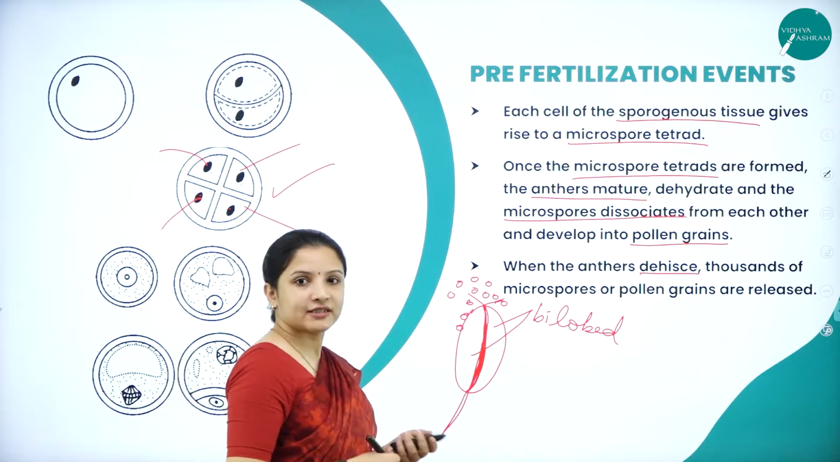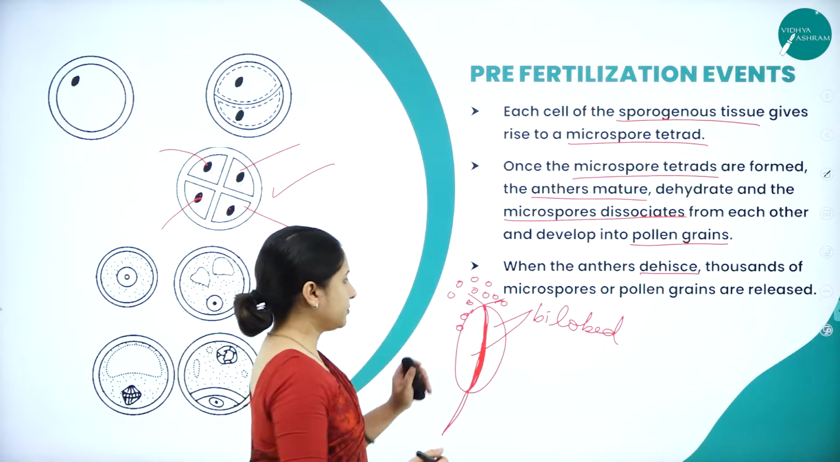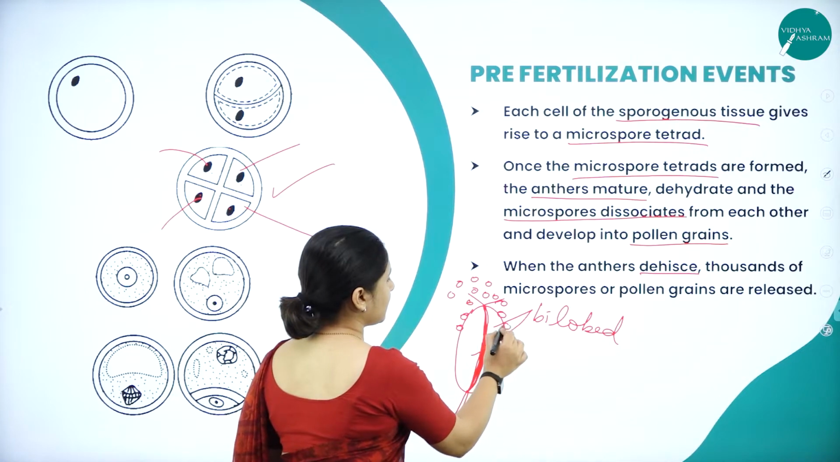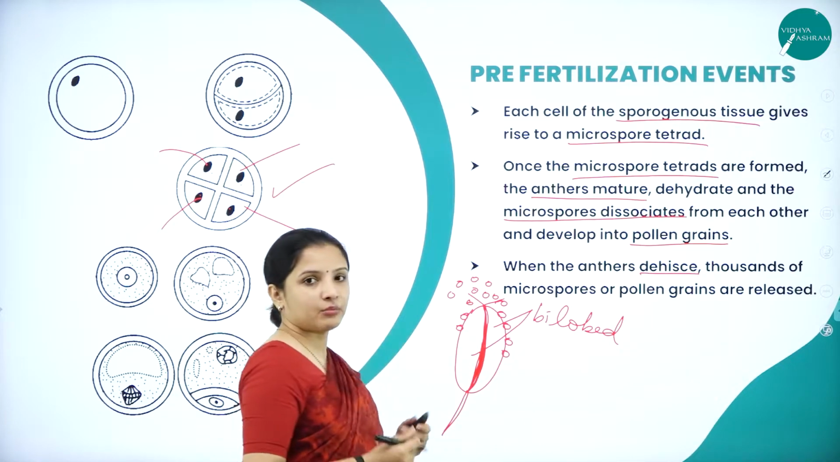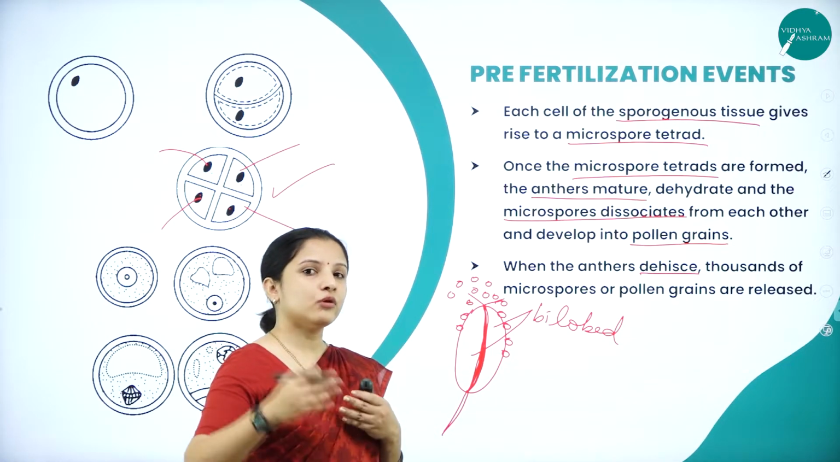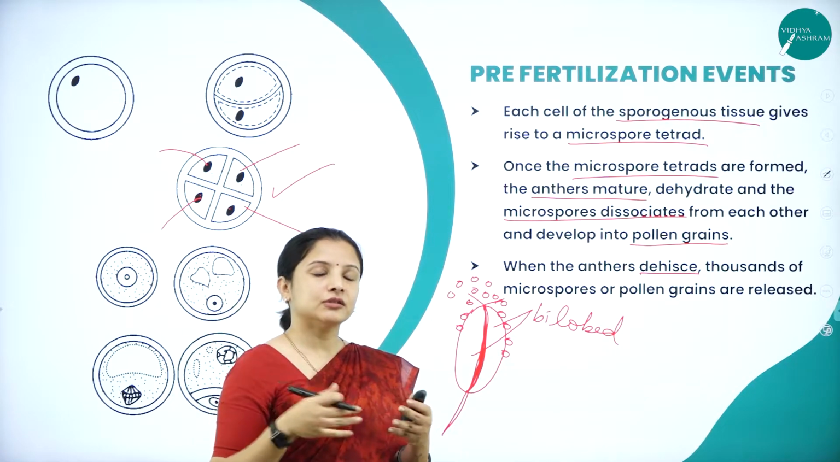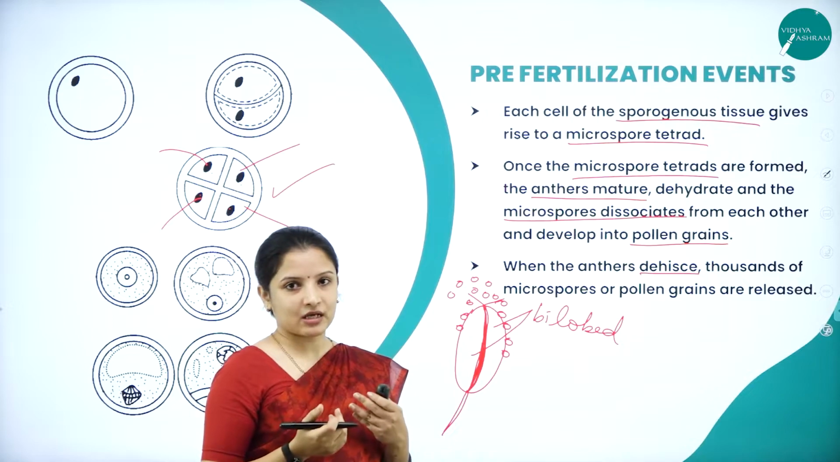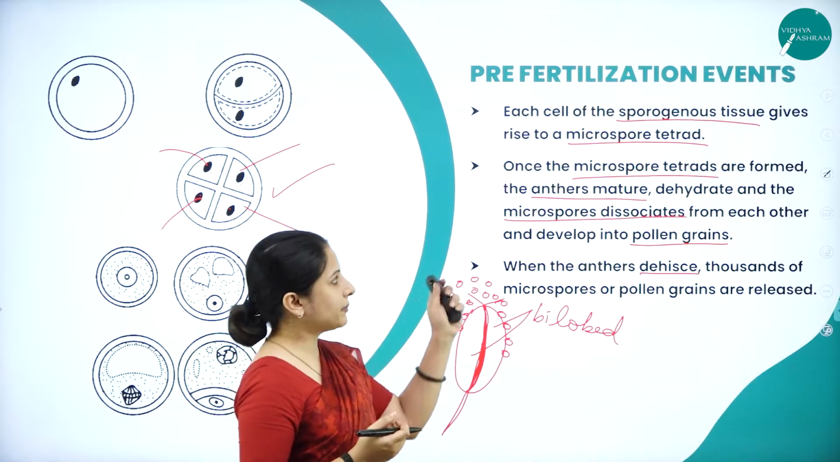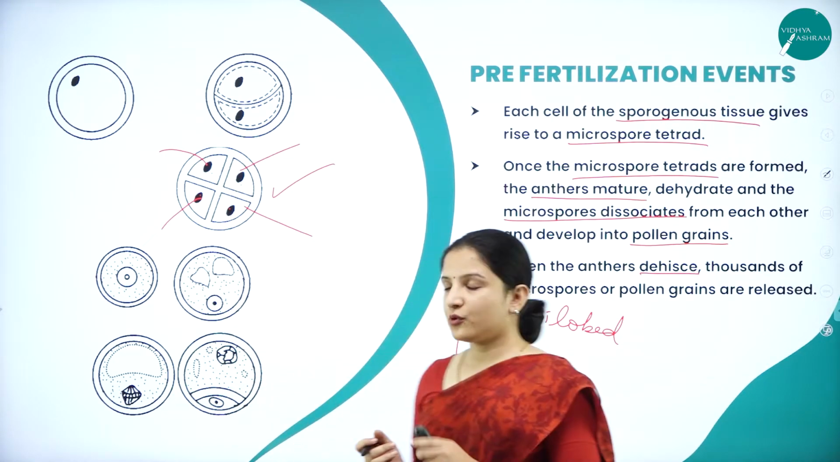Some of the pollen grains may fall to the ground. Some of the pollen grains may just remain on the anther. Some of them may move away. If the pollen grains are very light, they'll be carried by the wind. That you'll study in pollination in the next coming session. So this is what happens in the case of microsporogenesis.